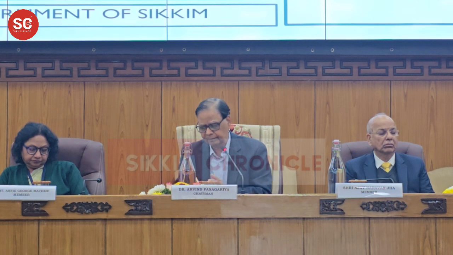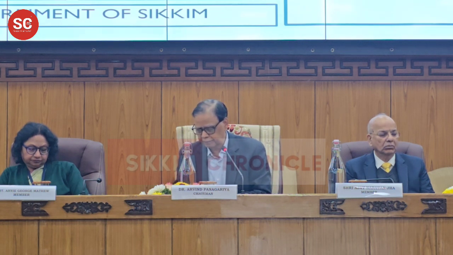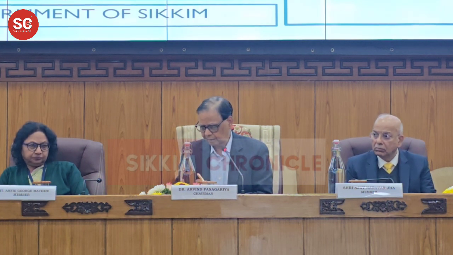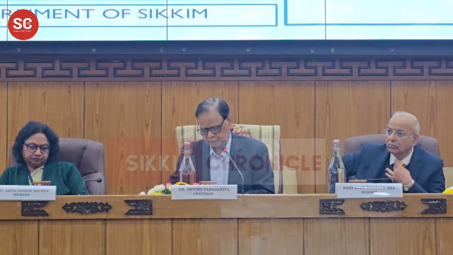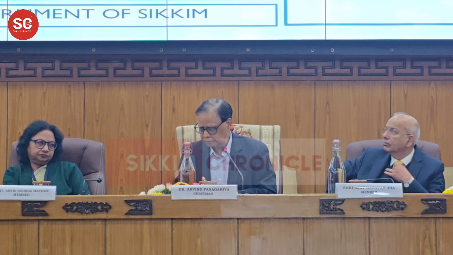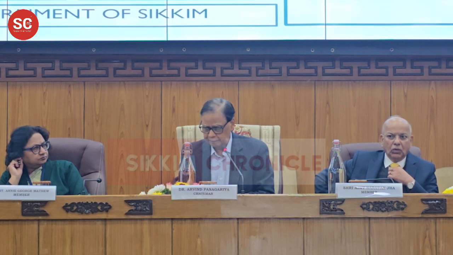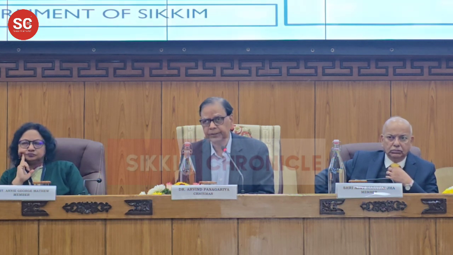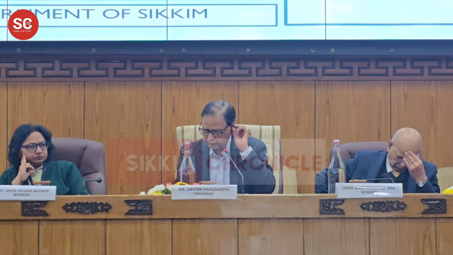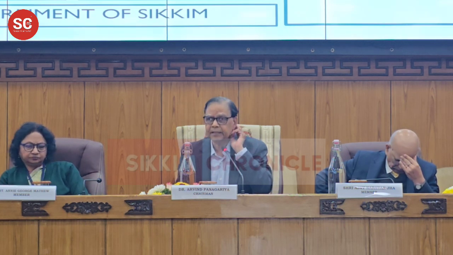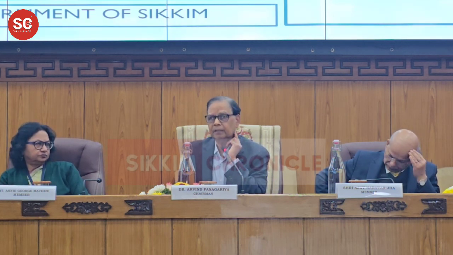Obviously, this was not there in the 15th, and 5% weight is to be recommended by the Sikkim government on the Sustainable Development Goals. Now the effect of this, what will be the effect of this? Under the 15th Finance Commission, Sikkim had received 0.388% of the total divisible pool.